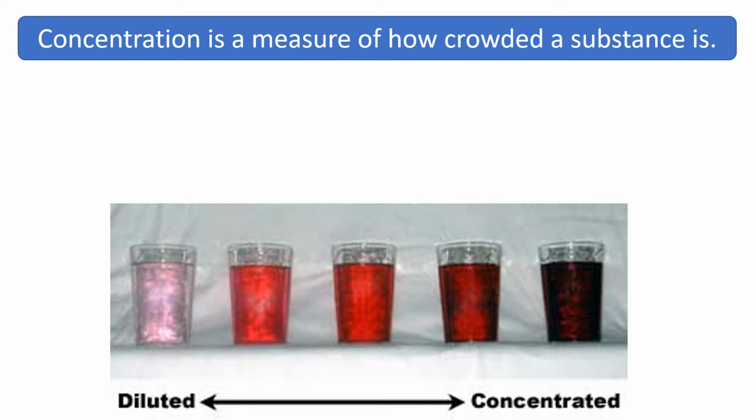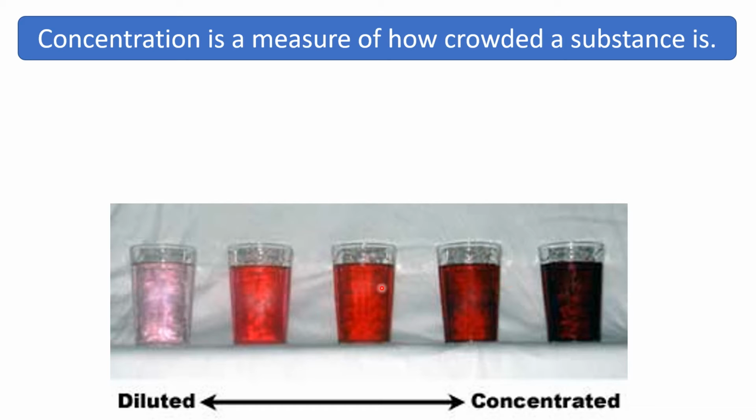Concentration is a measure of how crowded a substance is. Look at the picture below. What's the difference between this really diluted substance here and the opposite, this really concentrated solution here? Well, it's the number of particles, in this case the Vimto particles, in this given volume of space.